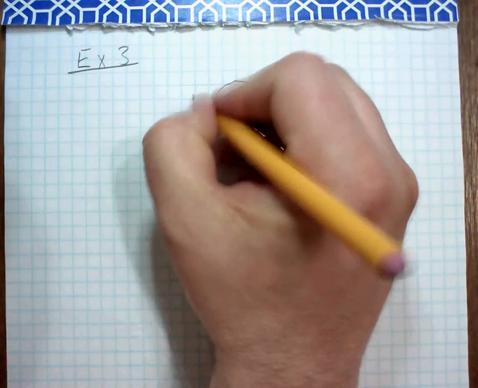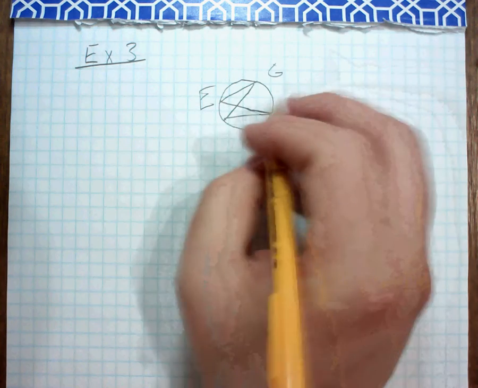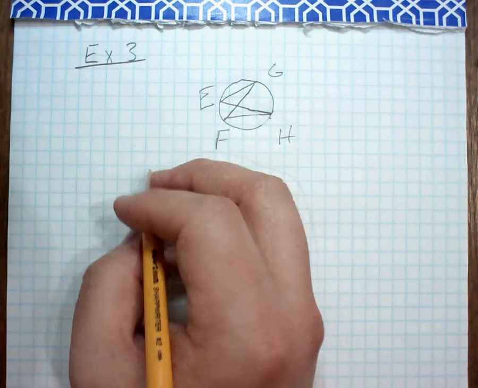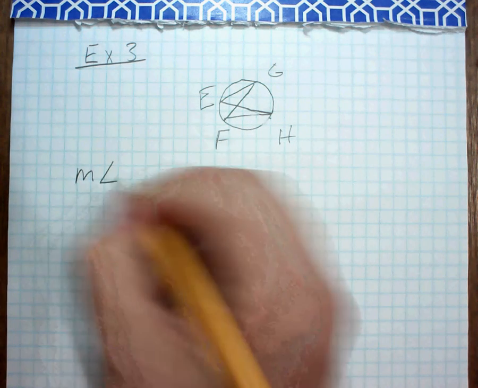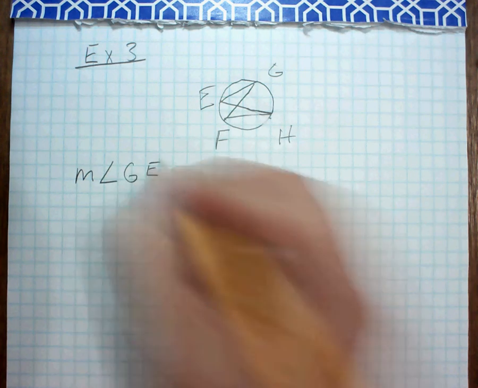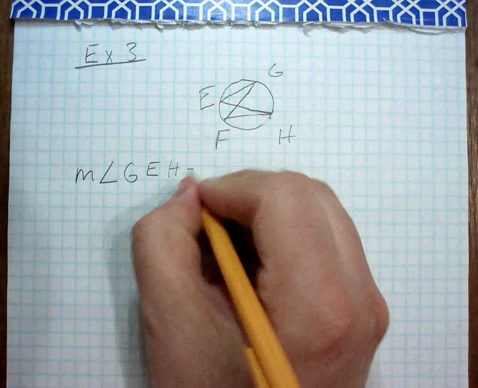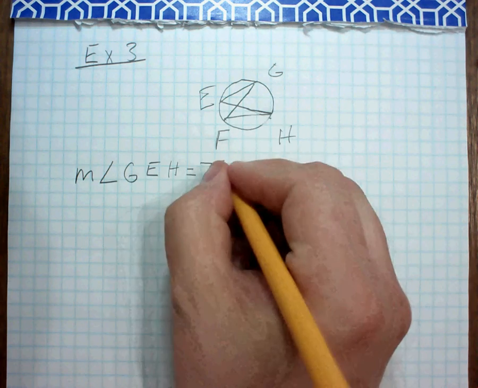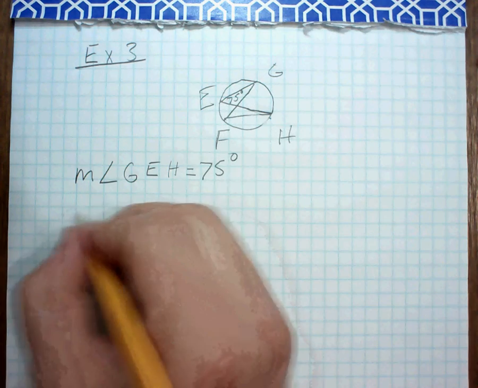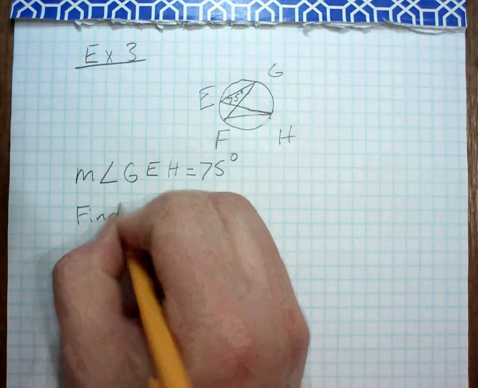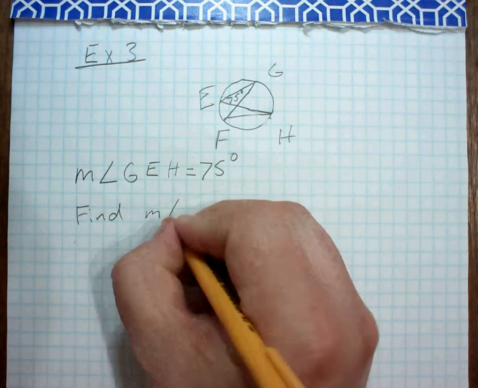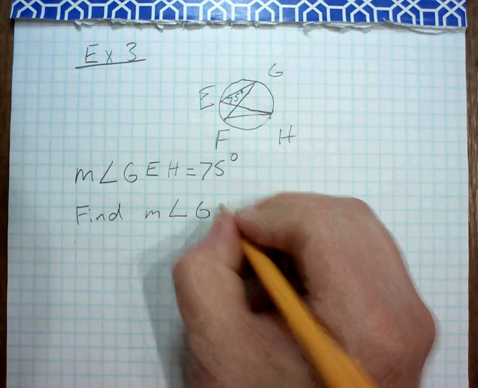So if I have E, G, F, H, and I'm told that the measure of angle GEH is equal to 75 degrees. Okay, this is 75 degrees. And they want me to find the measure of angle GFH.